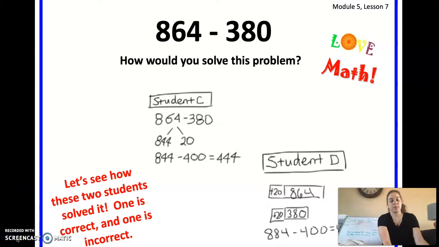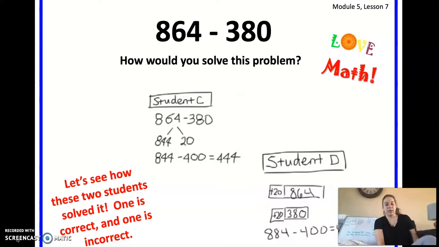No, that's not correct, because what happened was when they took that 20 out and they moved it over, they changed the difference between the numbers. So instead of the difference being 484, it was now 444, and that's not correct. So they changed how it looks. If you were to do 864 minus 380 on a place value chart, it would look different and you would not get 444. So you have to be careful, because what student C did is not correct.